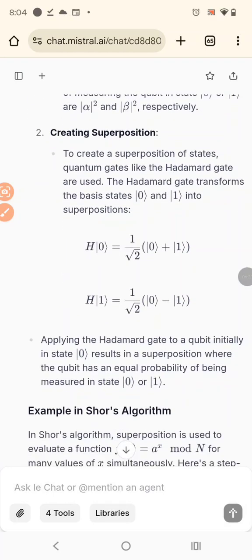To create a superposition of states, quantum gates like the Hadamard gate are used, taking the basis states 0 and 1 into superposition. So H|0> = 1/√2 (|0> + |1>), H|1> = 1/√2 (|0> - |1>). Applying the Hadamard gate to a qubit which is initially in state 0 results in a superposition where the qubit now has equal probability of being measured in 0 or 1.